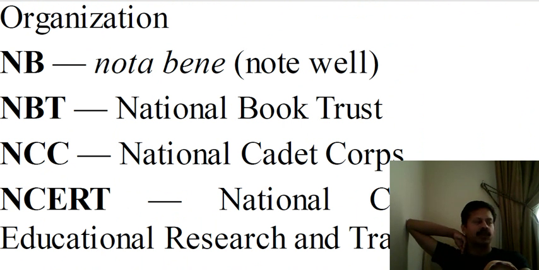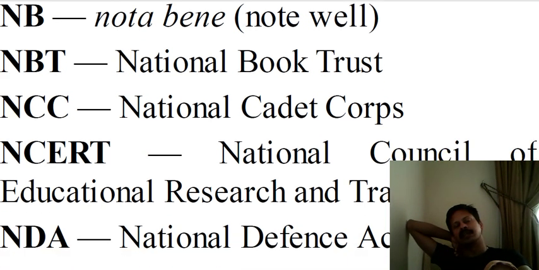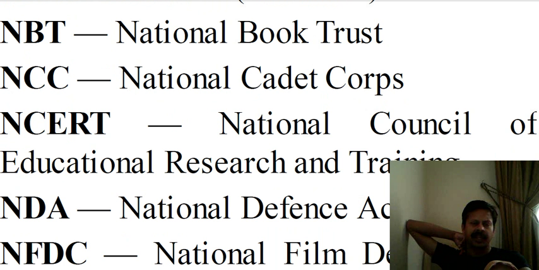What happens is you write a paragraph and then you write NB and write one line. Which means, though you have read this paragraph, this line is more important to be considered when you consider the content of the paragraph. NBT, like CBT, is National Book Trust.